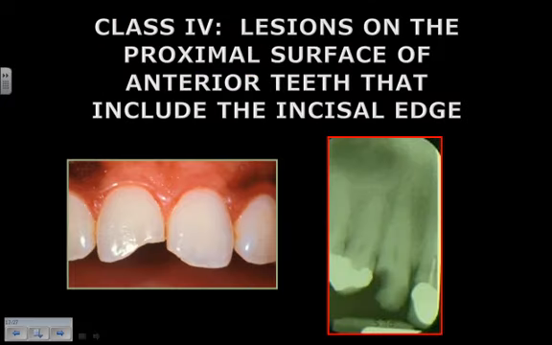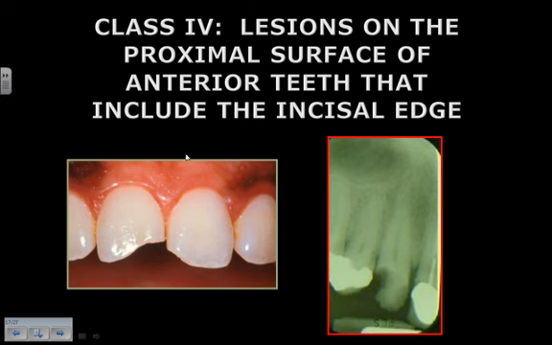Class 4 carious lesions, or lesions on the proximal surface of anterior teeth that include the incisal edge. In fact, Class 4 are not necessarily carious lesions, but Class 4s can be anything that removes that incisal edge.